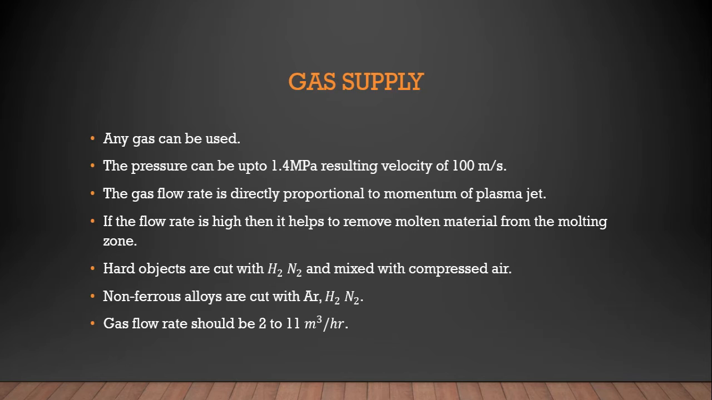Hard objects such as alloy steel and carbon are cut with hydrogen or nitrogen, mixed with compressed air. Non-ferrous alloys such as vanadium and tellurium etc. are cut with argon, hydrogen, nitrogen etc. Gas flow rate should be 2 to 11 cubic meters per hour.